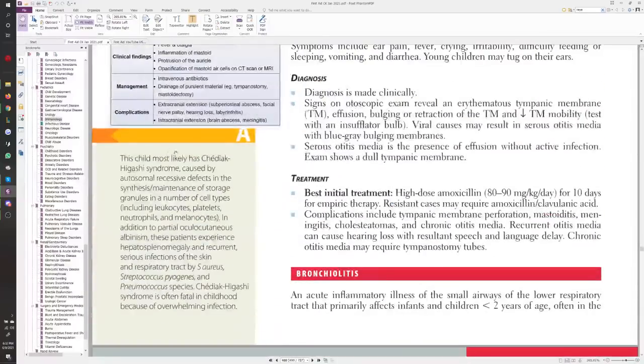They explain that Chediak-Higashi syndrome is caused by autosomal recessive defects in the synthesis and maintenance of storage granules in a number of cell types, right? So leukocytes, platelets, neutrophils, and melanocytes. In addition to partial oculocutaneous albinism, these patients experience hepatosplenomegaly and recurrent serious infections like S. aureus, Strep pyogenes, and pneumococcus. The syndrome is often fatal in childhood because of overwhelming infection that the child couldn't get through.